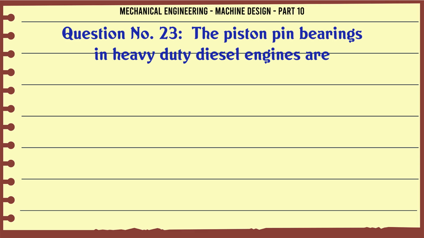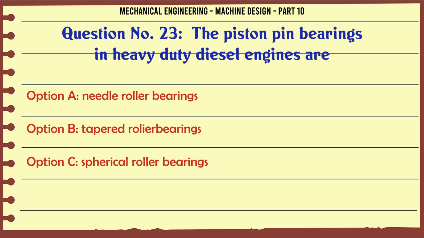The piston pin bearings in heavy-duty diesel engines are A. needle roller bearings, B. tapered roller bearings, C. spherical roller bearings, D. cylindrical roller bearings.